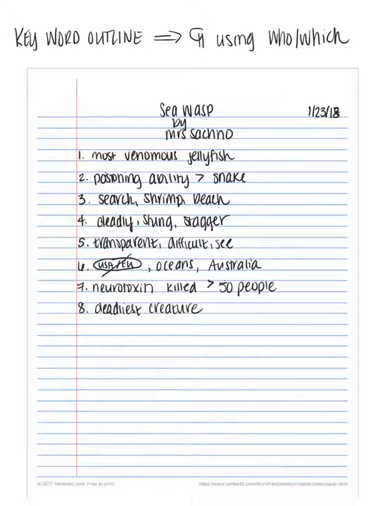Let's just go over how to turn our keyword outlines into a paragraph. This is the symbol for paragraph, using who and which clauses. Remember that your who and which clauses need to have commas on either end, unless they come at the end of a sentence, at which point they need a comma before and a period at the end.